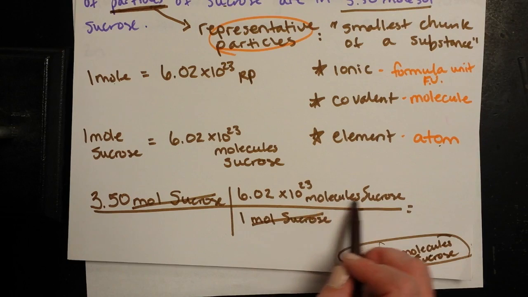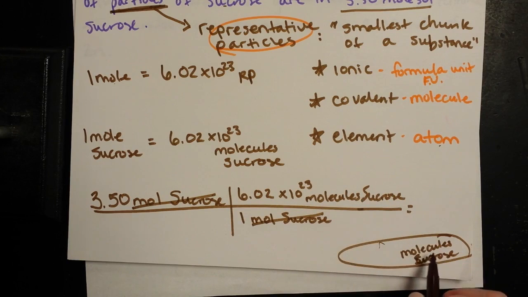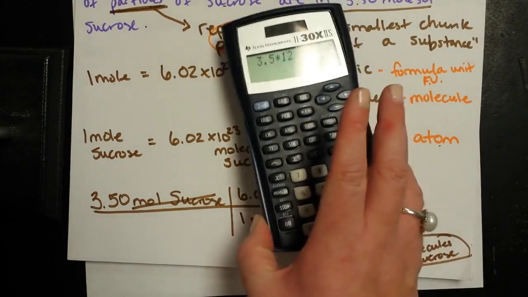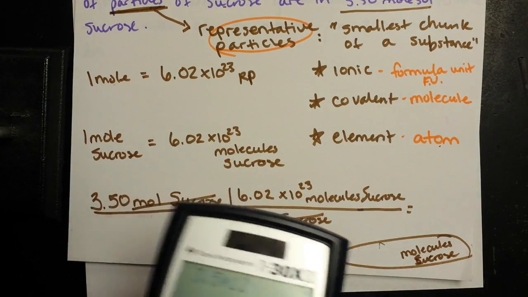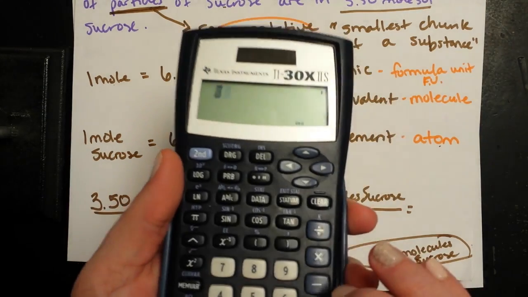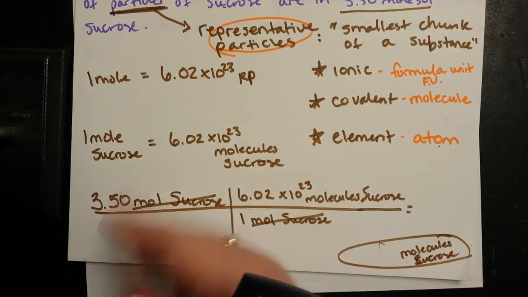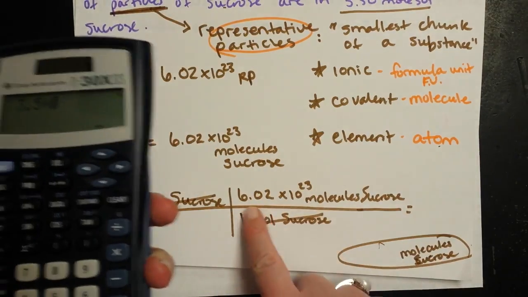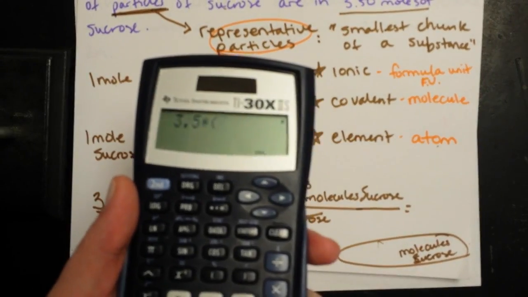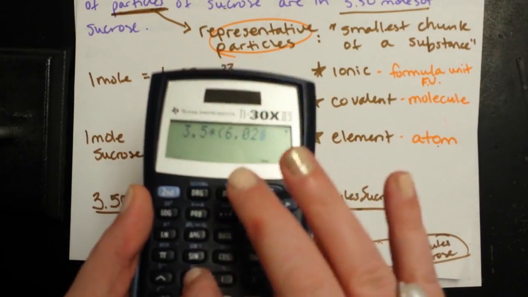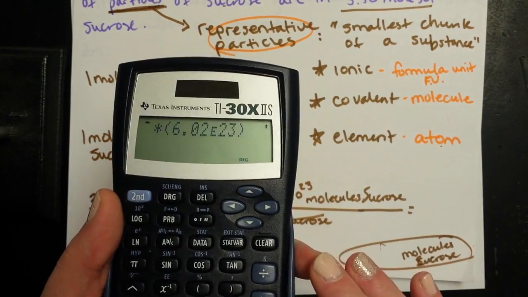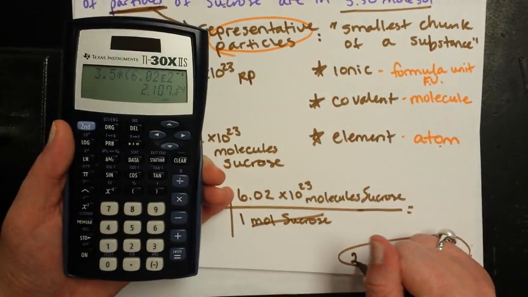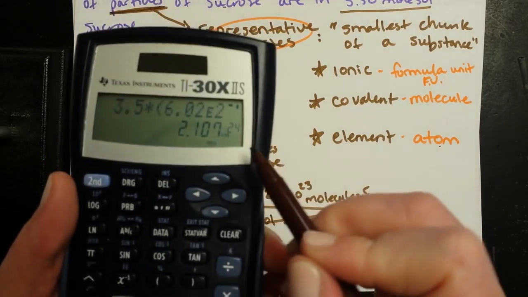Again, we don't want naked numbers, so whatever unit you end up with in your dimensional analysis, that's the unit you're going to have here. So here I'm going to take 3.5, and since that's not scientific notation, I'm going to leave it alone. Multiply it by Avogadro's number, and since that's in scientific notation, I want parentheses: 6.02 times 10 to the 23rd. Hit enter, and you'll see that I get 2.11 times 10 to the 24th.